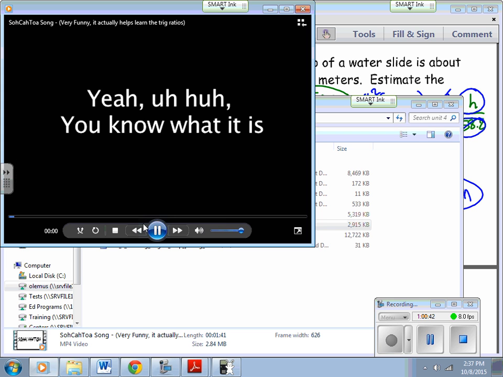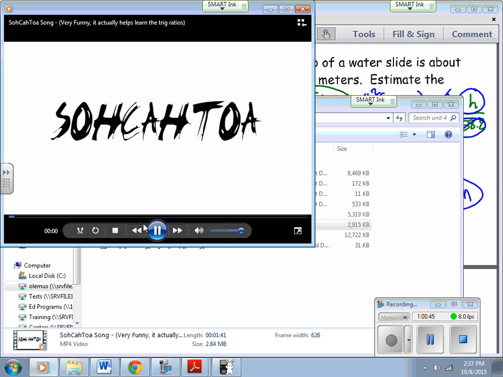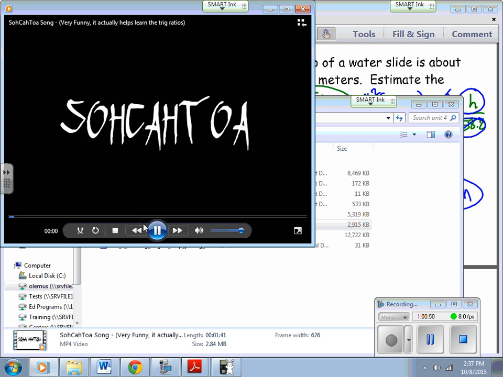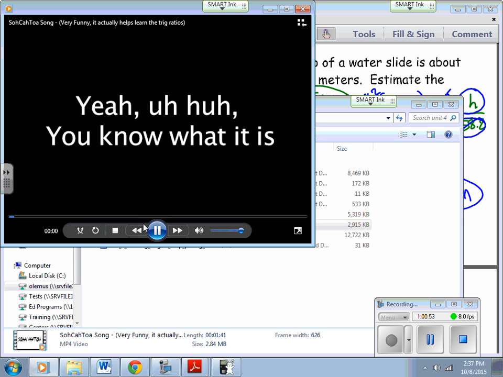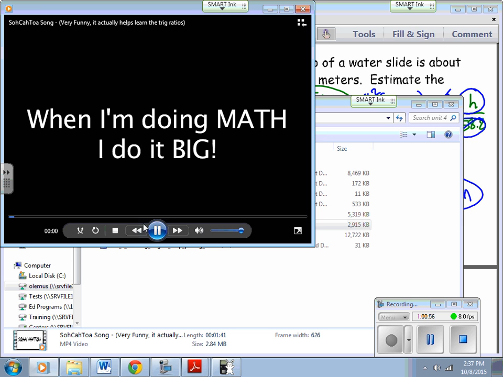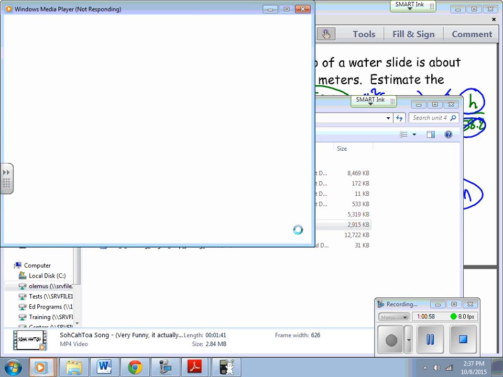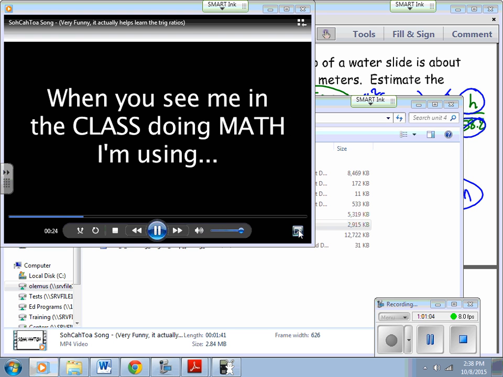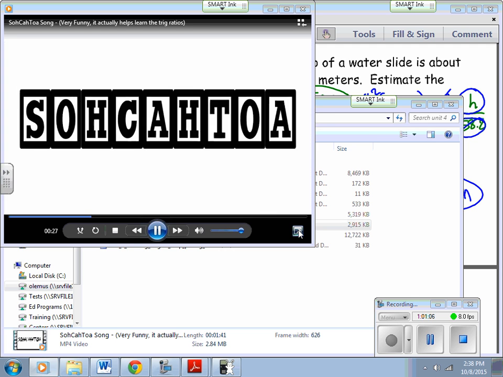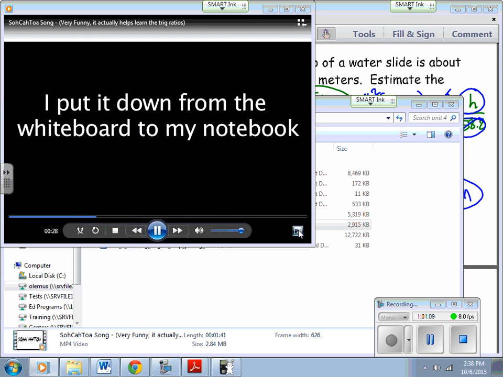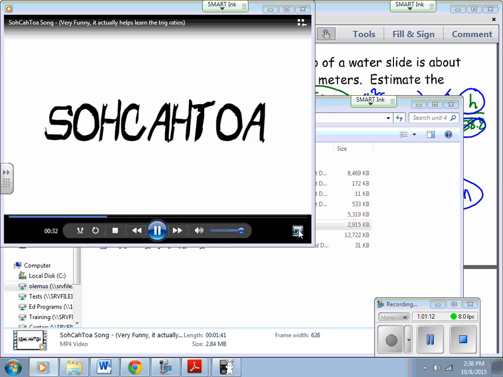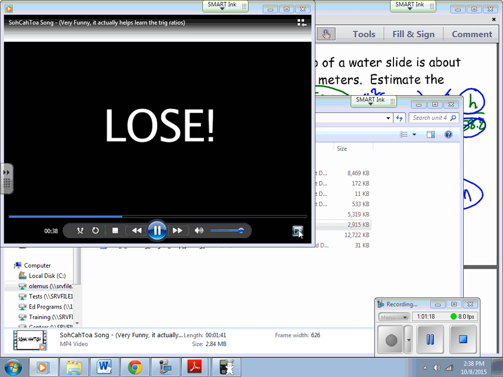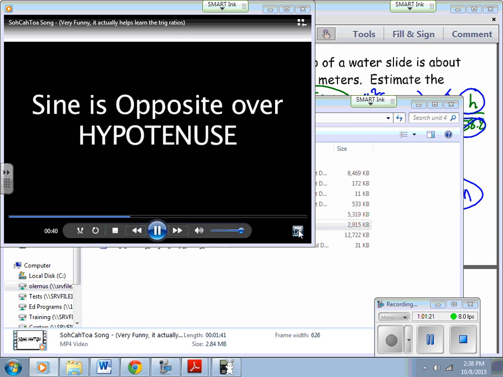Yeah, you know what it is. Soka Toa. When I'm doing math, I do it big. When you see me at the time doing math, I'm using the Soka Toa. Put it down from the white book to my notebook.